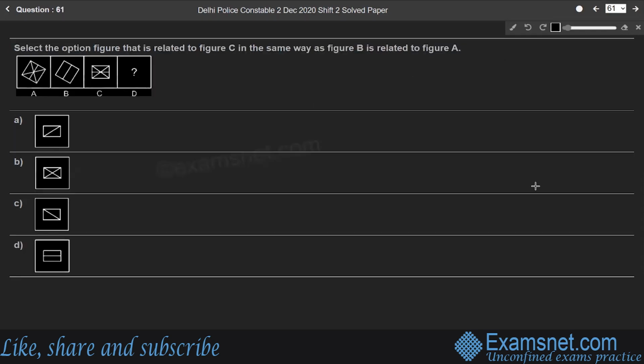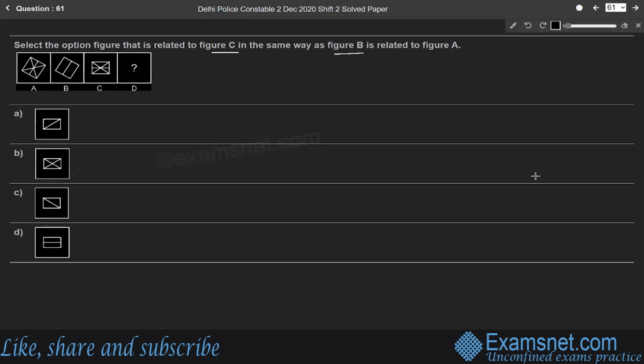Question 61. Select the option figure that is related to figure C in the same way as figure B is related to figure A. So look at figure A and B. So here when diagonals of figure A are removed, we will get figure B. So similarly, when diagonals of figure C are removed, we will get figure D. So figure D becomes like this when diagonals are removed. Therefore, option D is the right answer.